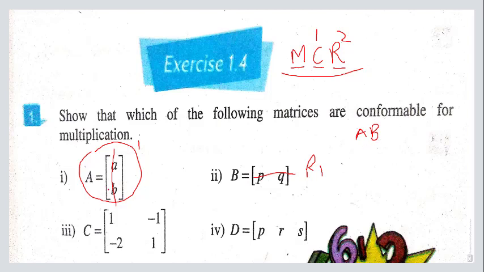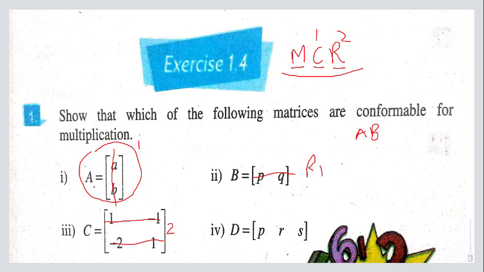Now we will check this A with the C matrix. In A there is only one column. And then in the C matrix, we will check for rows. How many rows are there? This is row 1 and this is row 2. So there are actually 2 rows. So the number of columns in the A matrix is not equal to the number of rows in the C matrix. Therefore, A and C cannot be multiplied.